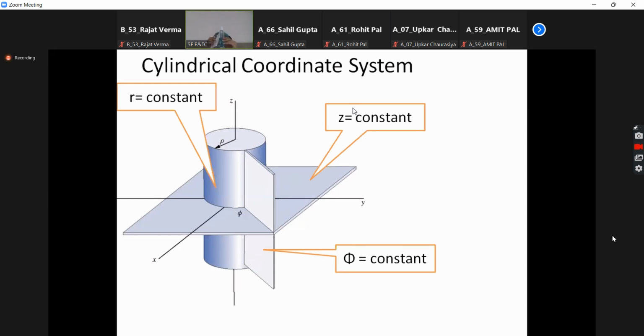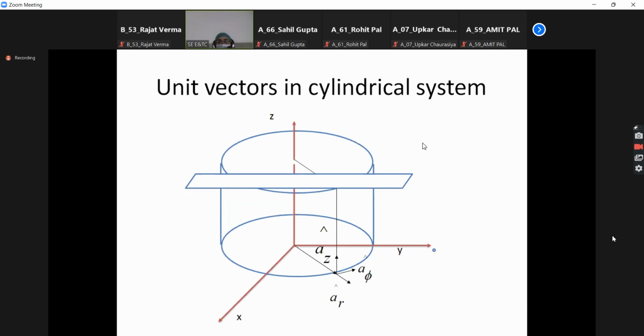These are the three planes. Okay, so when two planes, when one cylindrical plane and one planar plane intersect, then you get a circle. And when that circle is cut with a planar surface, you get a point. So this is how you get a point in the cylindrical systems. So again, in cylindrical systems, there are three axes. Can you see these three axes?